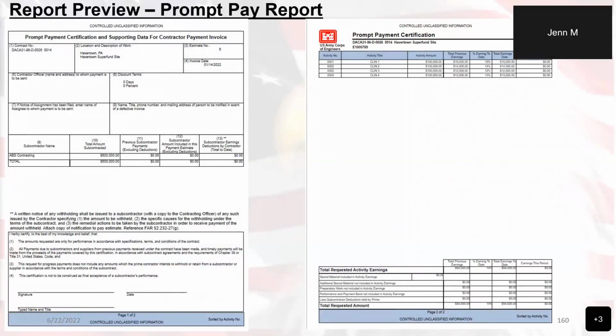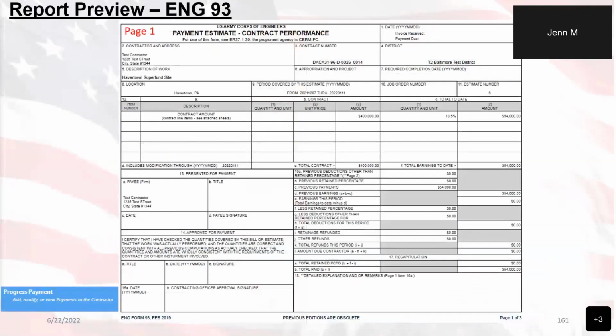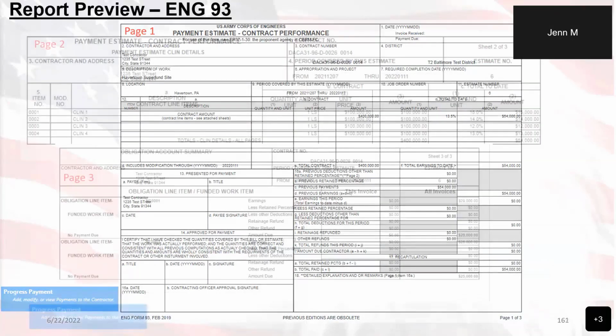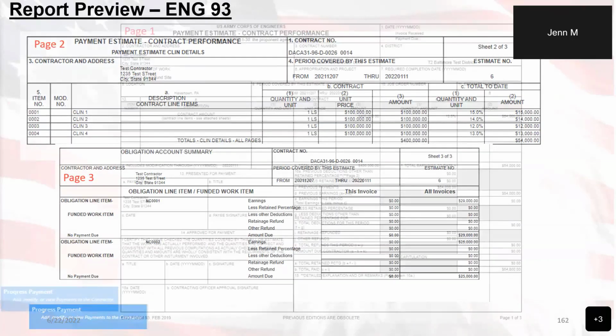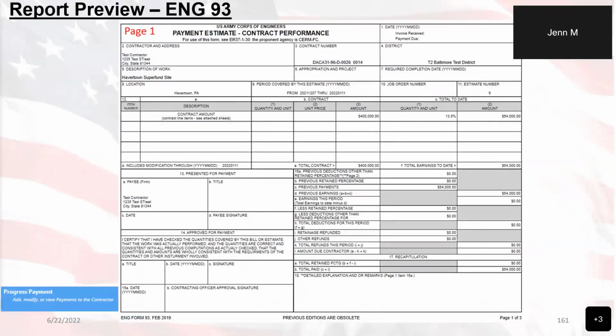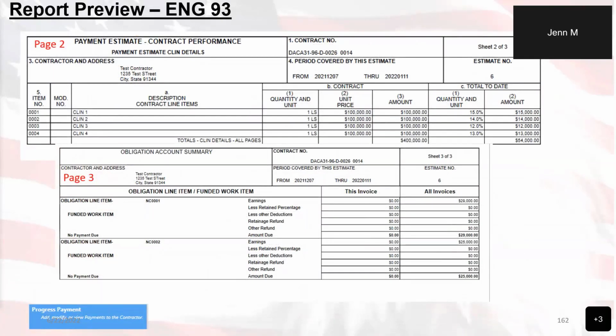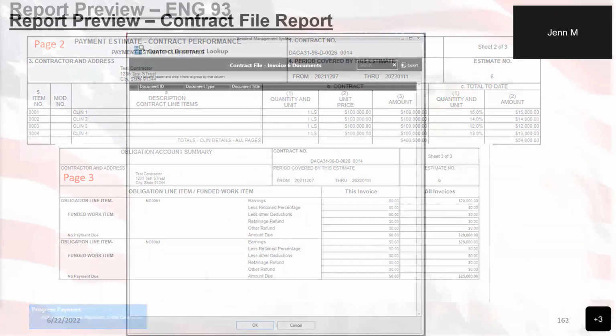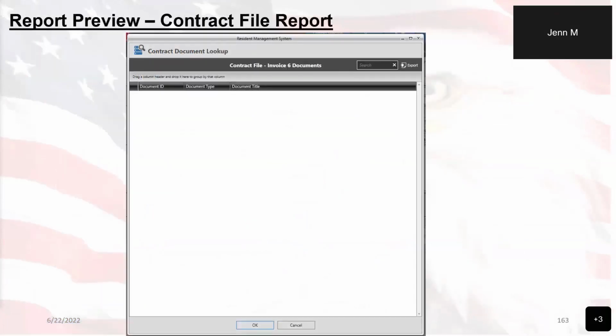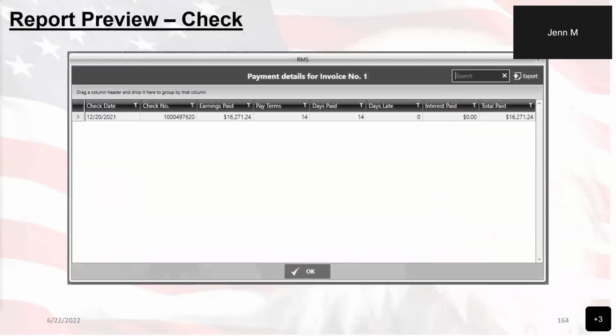This is a preview of that first selection, the prompt payment report, for your reference. Here we have a preview of the ENG 93 on page 1. And again, what is displayed on here depends on when the report is viewed. Pages 2 and 3. And then the contract file. This is to show any documents that were attached to the payment that would be added to the contract file. If there is any, they would populate here.